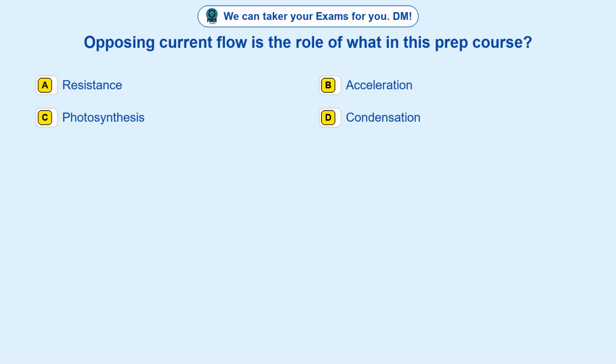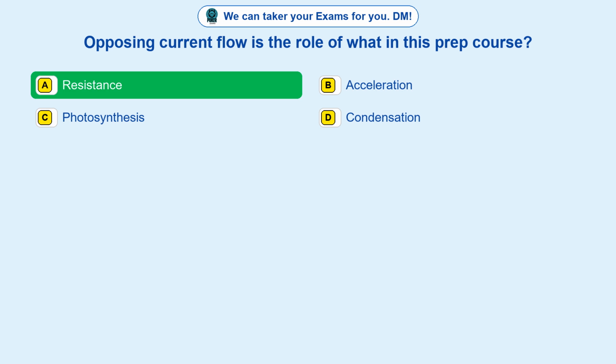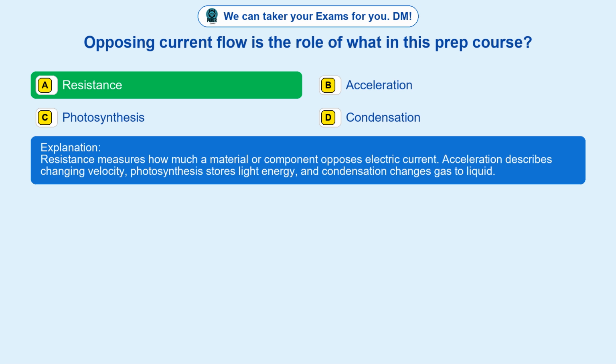Question 71. Opposing current flow is the role of what in this prep course? Option A, resistance. Option B, acceleration. Option C, photosynthesis. Option D, condensation. The correct answer is option A, resistance. Resistance measures how much a material or component opposes electric current. Acceleration describes changing velocity, photosynthesis stores light energy, and condensation changes gas to liquid.